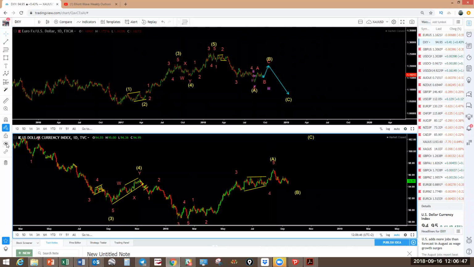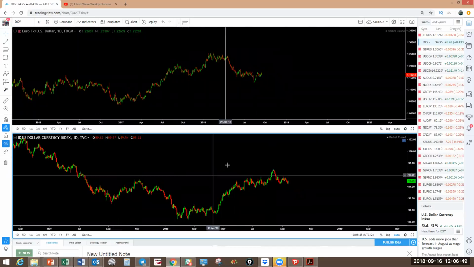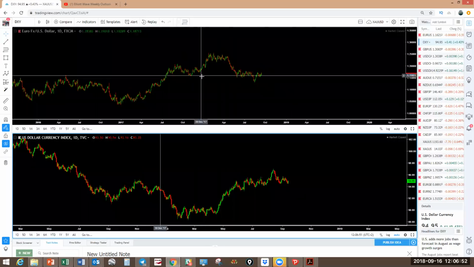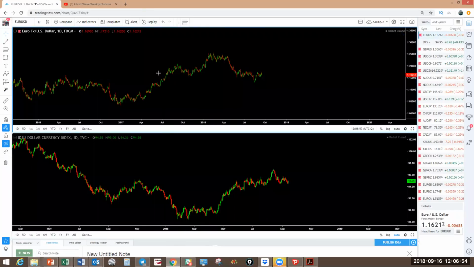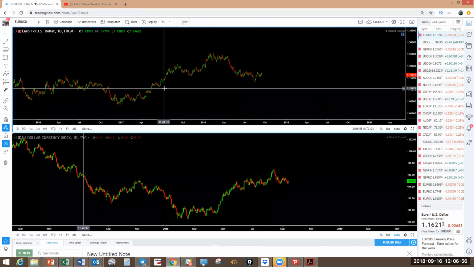I'm going to start with the Euro US dollar and the dollar index. The two are on the daily chart.